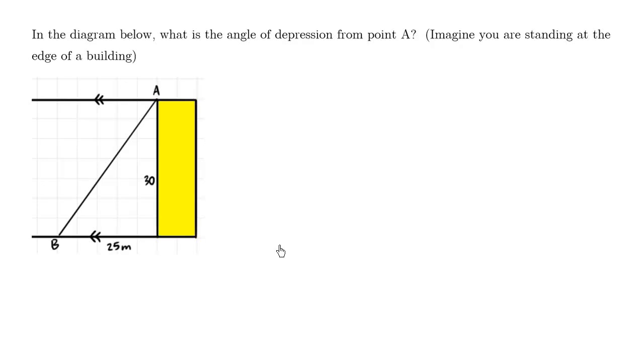Let's practice another trig problem. In the diagram below, what is the angle of depression from point A? So here's point A. The angle of depression is found by looking ahead and then looking down. When people are sad, they look down. So this here is the angle of depression. We're trying to solve theta over here.